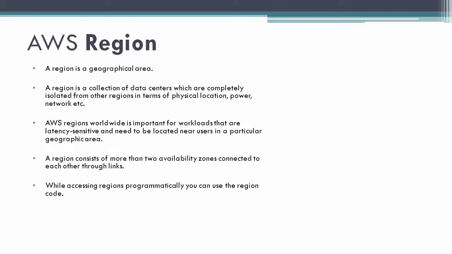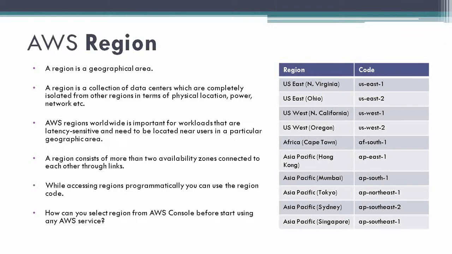While accessing regions programmatically, you can use the region code. For each region, there is a code given by AWS. So if you are using the AWS CLI, the command line interface, you want to include your region.